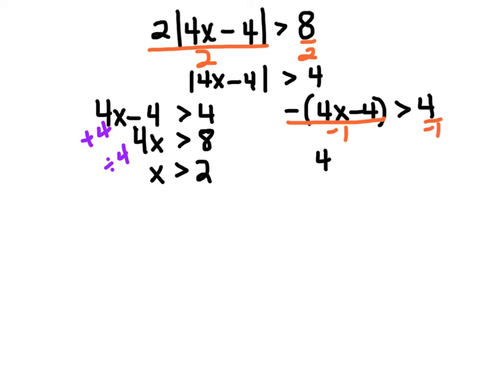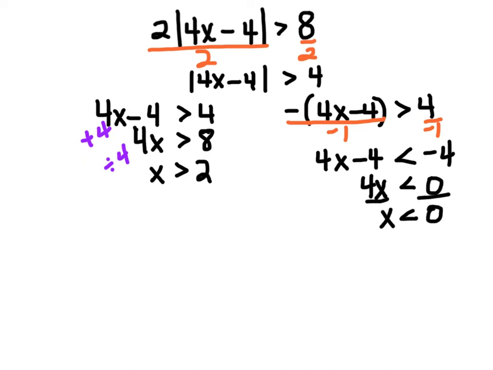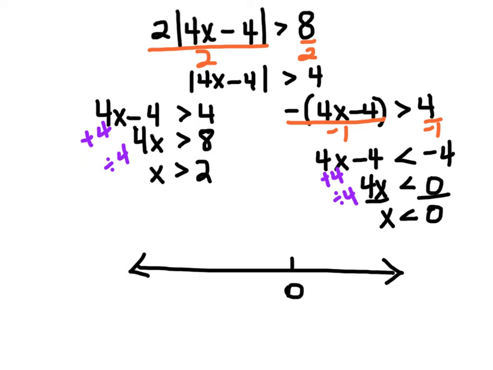I'm going to get 4x minus 4. Dividing by a negative flips my inequality, -4. I'm going to add 4 here and divide by 4. 0 divided by 4 is 0. So maybe you had to put add 4 right here, divide by 4 here. Now let's put it on a number line.